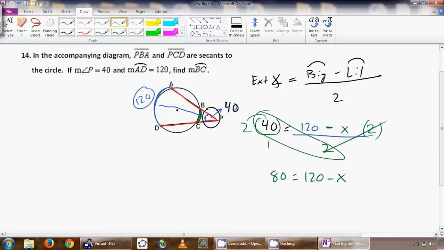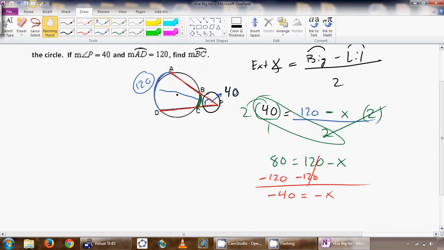Well, I'm going to solve for x. I'm going to subtract 120 from both sides. That's going to give me negative 40 equals negative x. But I don't want to know the value of negative x. I want to know the value of x. So I'm going to divide by negative 1, because that's the hidden coefficient here. They'll cancel each other out to become positive 1, and whatever I do to one side, I do to the other. So it turns out x equals 40.